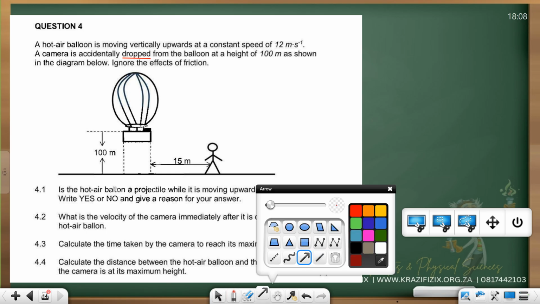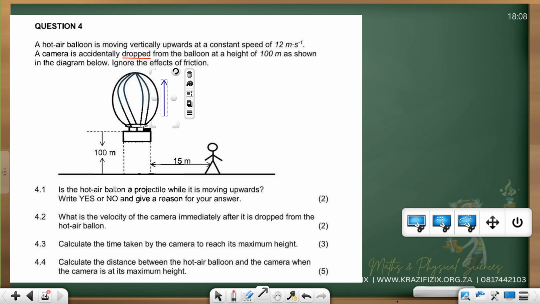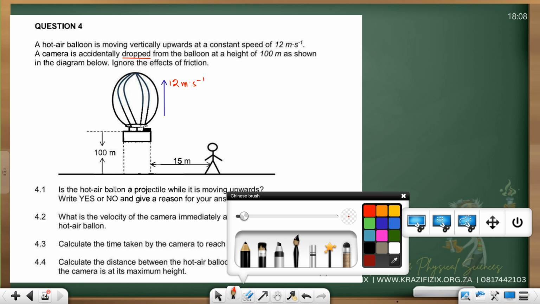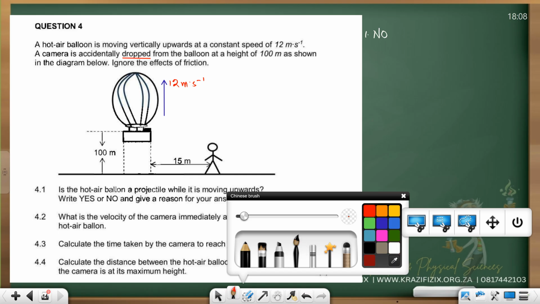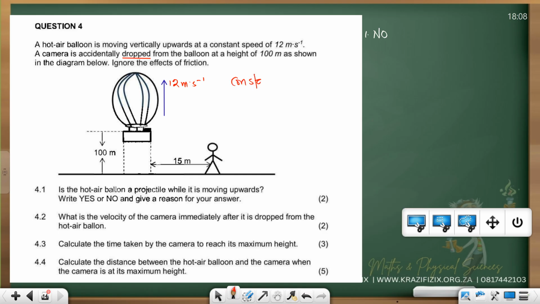Meanwhile, the hot air balloon was moving in which direction? Moving up at a constant velocity of 12 meters per second. All right. Is the hot air balloon a projectile while it is moving upwards? Our answer would simply be no. And the question is why? Now, if something is moving at constant velocity, it means that the acceleration of that object is zero. All right? Acceleration of that object would be zero.